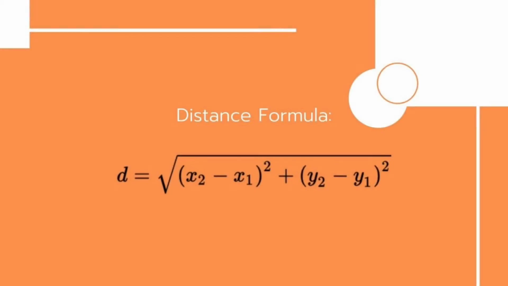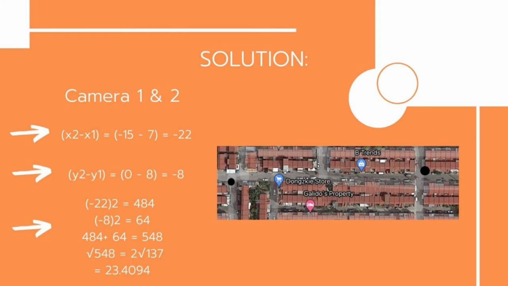The distance formula will be: distance is equal to the square root of x sub 2 minus x sub 1 squared plus y sub 2 minus y sub 1 squared. And now let's move on to the solution for camera 1 and 2.